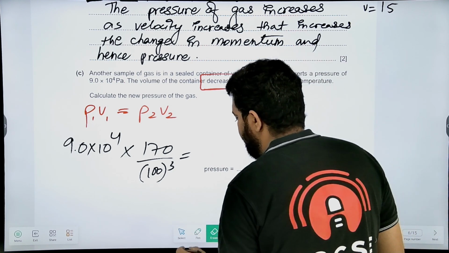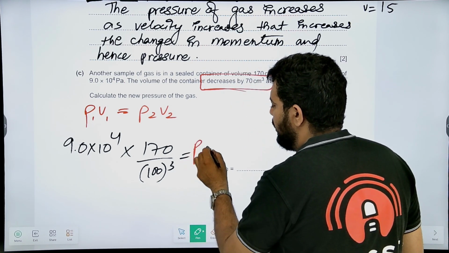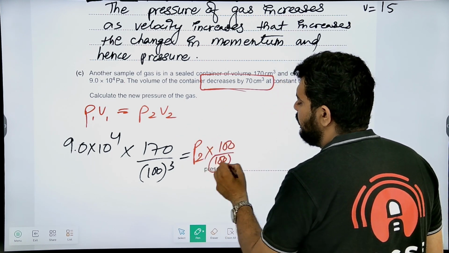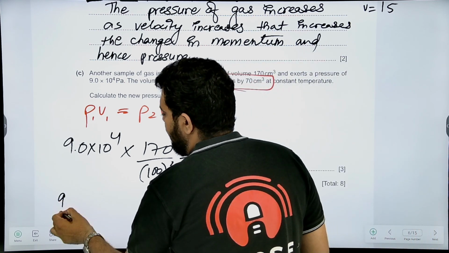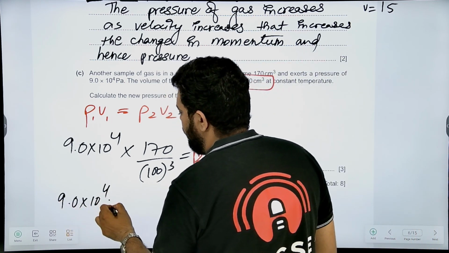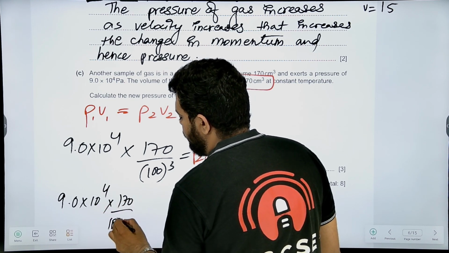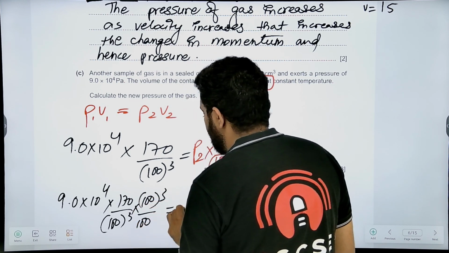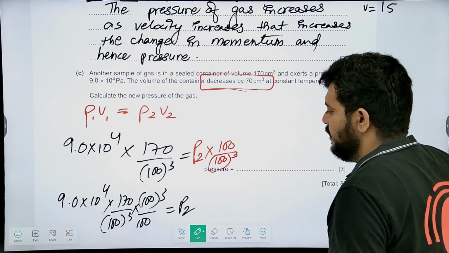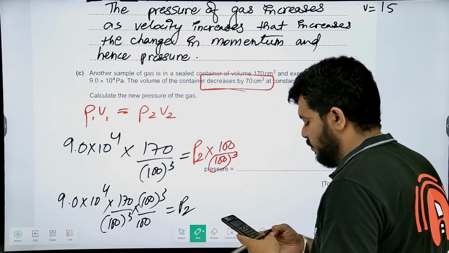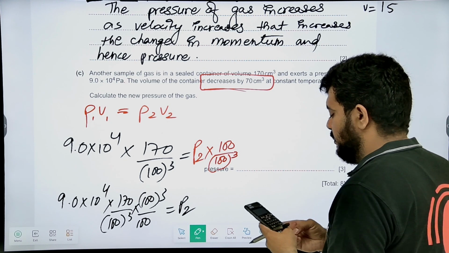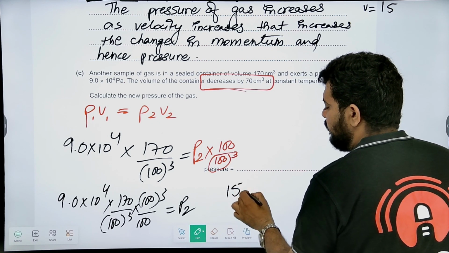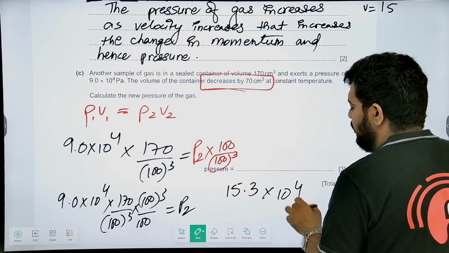Right, so I have the pressure P2 multiplied by, it decreases by 70, so becomes 100 upon 100 cube, right? Now I have 9.0 into 10 to the power 4 into 170 upon 100 cube multiplied by 100 cube upon 100 is equal to P2. So what P2 will be? Let's find out. 9.0 into 170 divided by 100. I have 15.3. So pressure is 15.3 into 10 to the power 4.